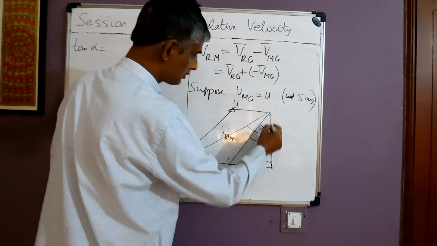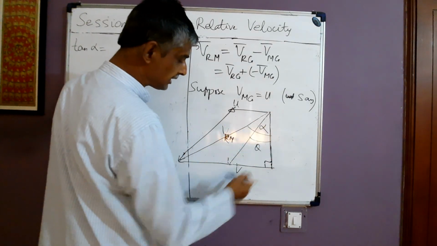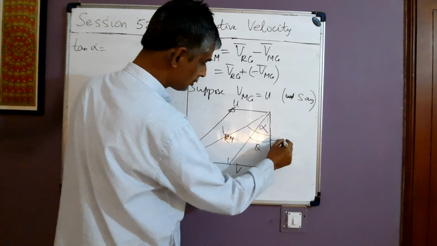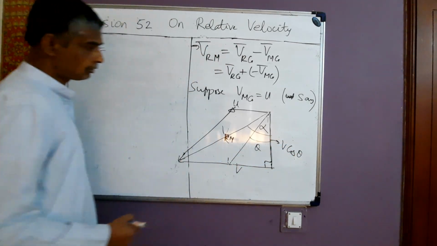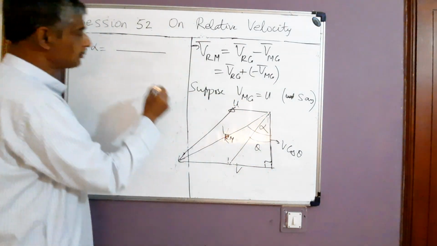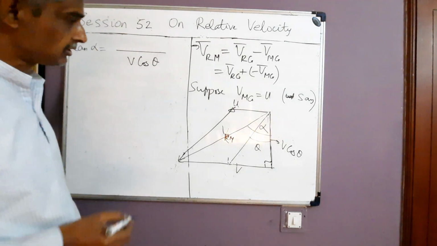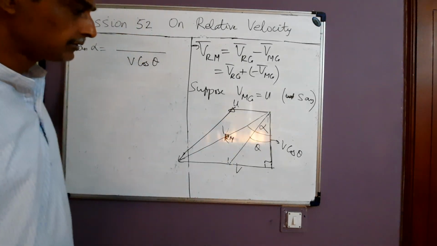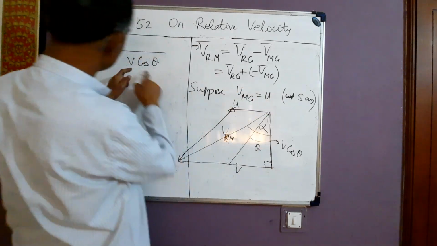Now this is how much? This side, this is also a right angle triangle. This is V. This is theta. So this becomes V cos theta. So tan alpha is this by this. So in denominator it comes V cos theta. So tan alpha becomes, here it comes V cos theta. Alright. And this side, this by this is equal to V cos theta.